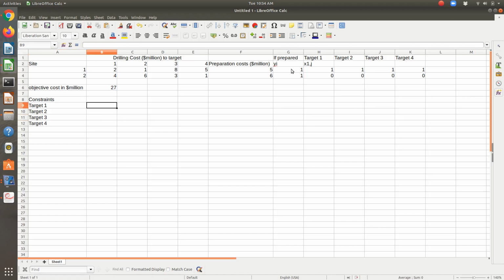Okay, and so in all cases, it'll be whether or not that site's prepared times target 1 connecting to site 1. So whether or not site 1's prepared times connecting target 1 to site 1, plus whether or not site 2 is prepared times connecting it to target 1. Okay, and that's going to be equal to 1. Okay, and I have to do that for all cases.